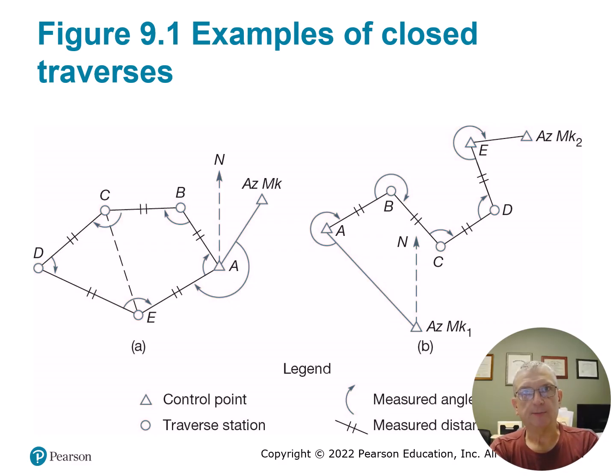In previous modules we've talked about angles and azimuths and bearings, and it's all coming together basically one step at a time. So we look at figure 9.1 as an example of a closed traverse. In this example here, the instrument would be set up at A, and typically you would be backsighting E in this case and turning an angle right to B.